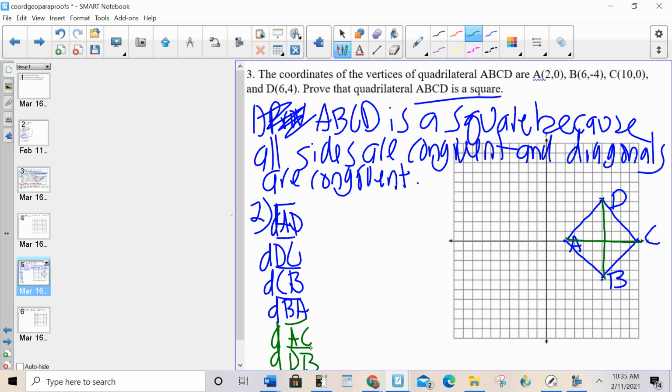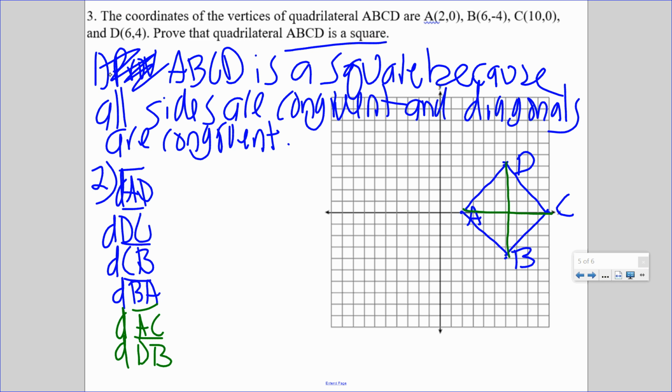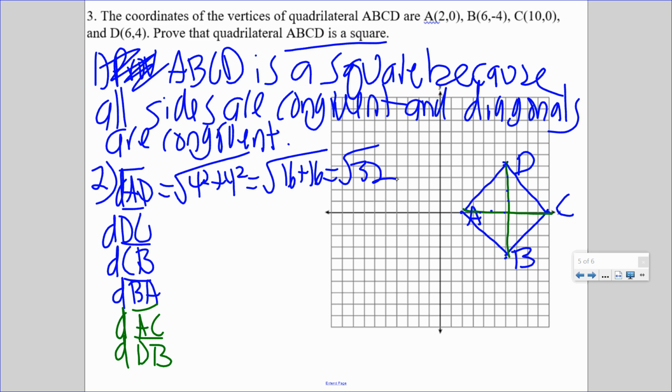I want you to pause, calculate all 6 of those distances, and then unpause. Now that you've calculated all those distances, I will go over it for you. 1, 2, 3, 4. 1, 2, 3, 4. 4 squared plus 4 squared is 16 plus 16 is 32.